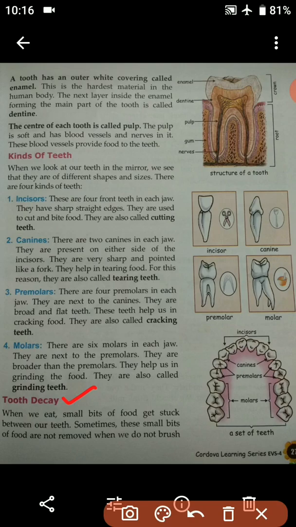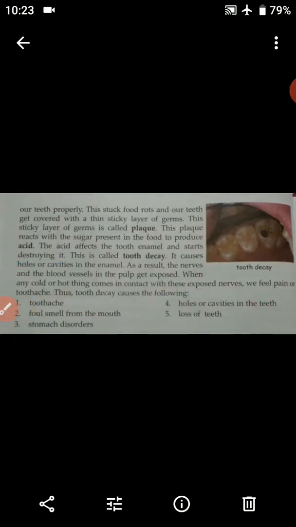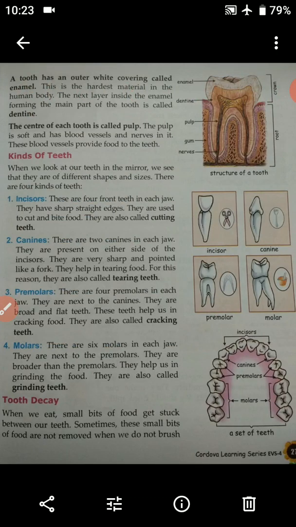Okay, so now let's move. When we eat, small bits of food get stuck between our teeth. Sometimes these small bits of food are not removed when we do not brush our teeth properly. So students, whenever we eat different kinds of food items, the small bits of food get stuck between our teeth, and these will not be removed if we do not brush properly and regularly.